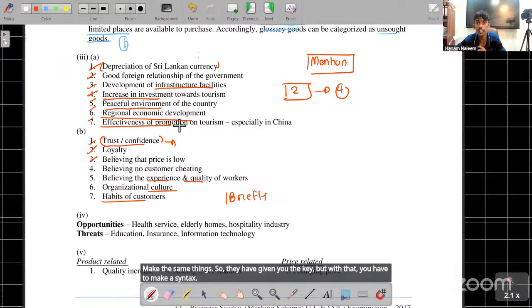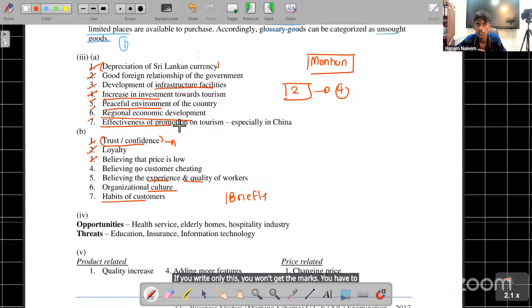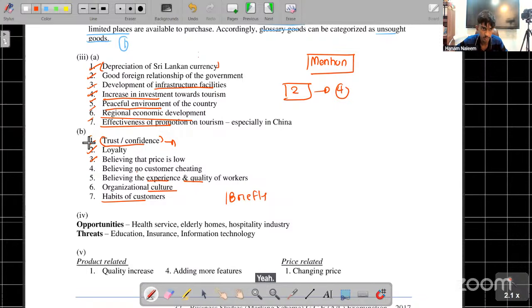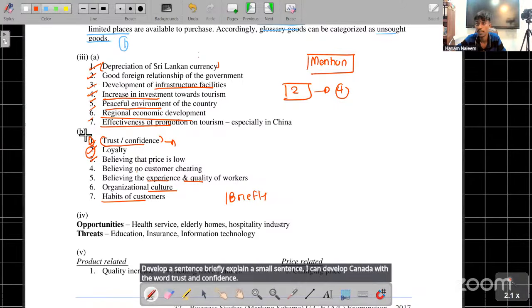If you write only this, you won't get the marks. You have to develop a sentence itself. So what's a sentence you can build with the words trust and confidence? Yes, you need only two. Develop a sentence, briefly explain, a small sentence I can develop with the words trust and confidence.